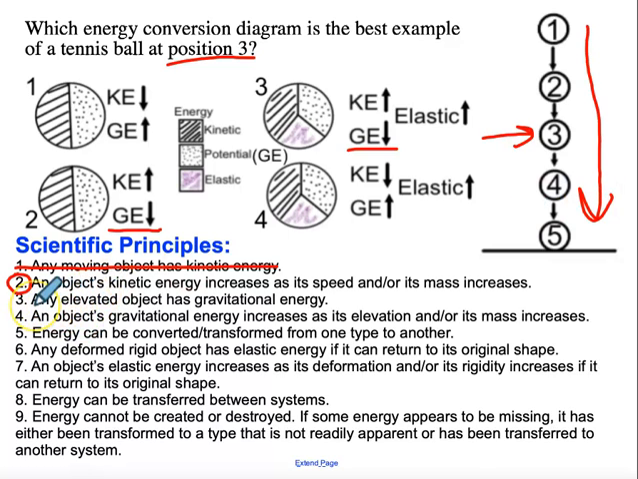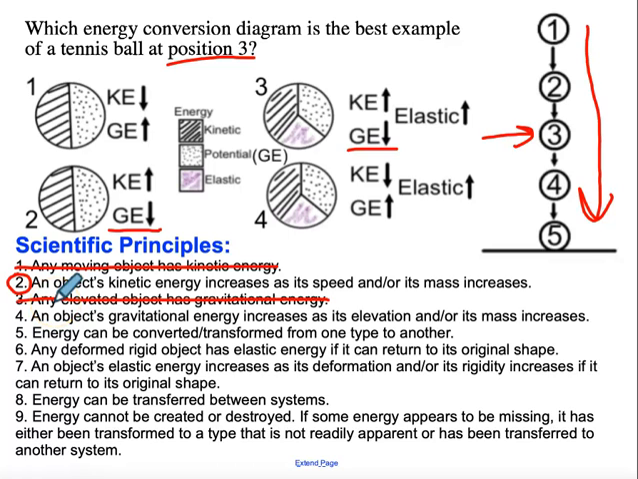Let's look at 3. Any elevated object has GE. So much like 1, we don't need this one. They all have GE, so we know they're all above the ground. This one, you can make the argument wouldn't have GE, but we're trying to find the best one for position 3. And all of these have EE. So 3 does us no good.